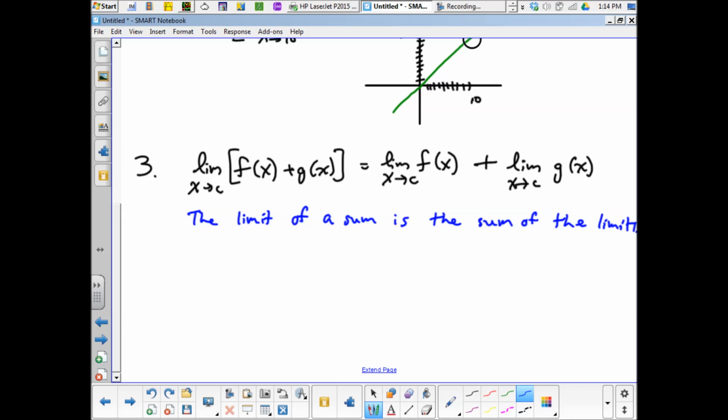You can say that with a lot of these rules. The limit of a constant is just that constant. The limit as you go to x is just that limit value. The limit of a sum is the sum of the limits. This also works with differences, so you can just change it to a minus, and that's rule 4. Okay?